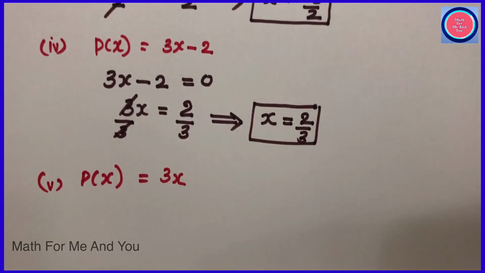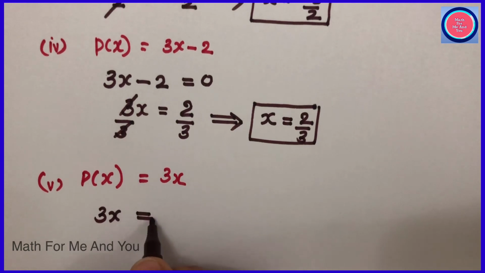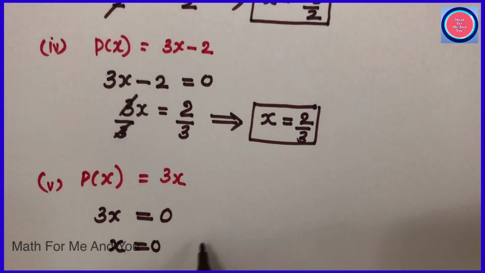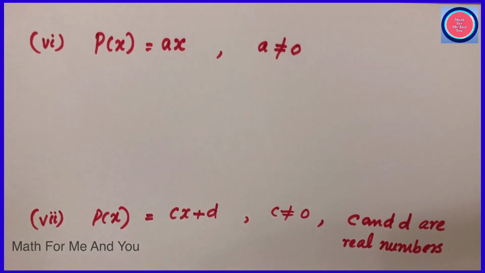Next polynomial is 3x. P of x equals 3x. We can find the 0 of this polynomial. Take 3x and write it equal to 0. Then from here we can write x equals 0. What is the reason? This is because the number 3 cannot be 0. Then the only chance is x will take the value 0. So here x is equal to 0, which is the 0 of the polynomial.